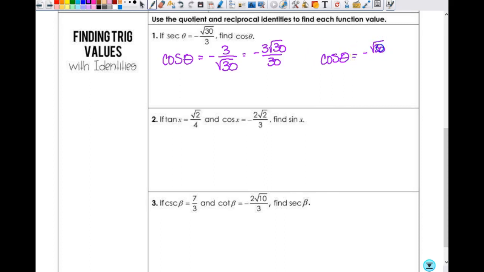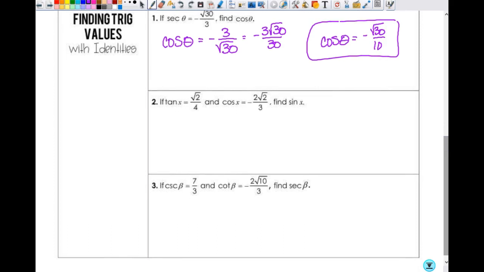Good, negative square root of 30 over 10. And we've already done problems exactly like that, right, when you've had to find them before. So that's nothing new. All right, so let's look at number 2.